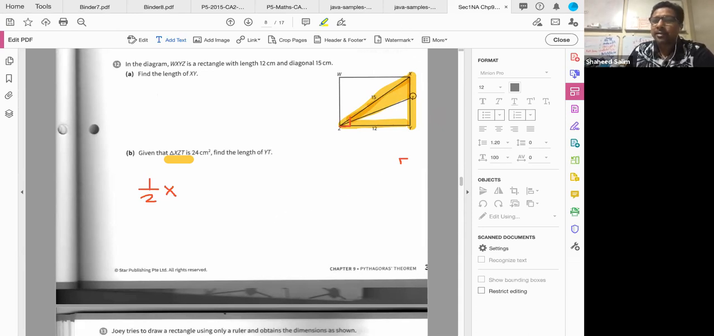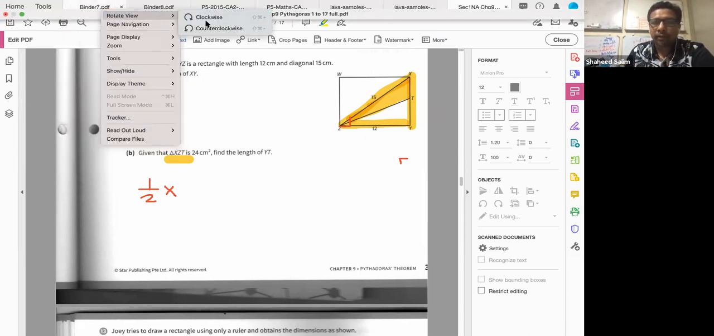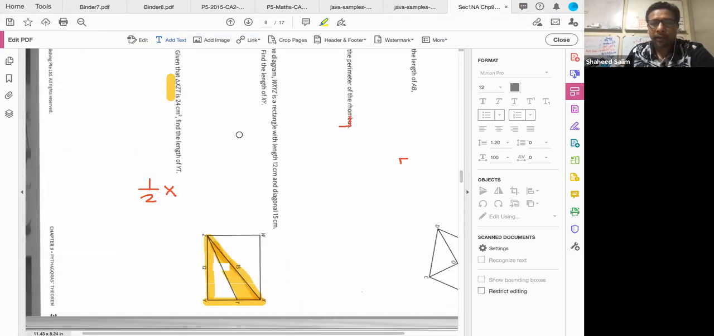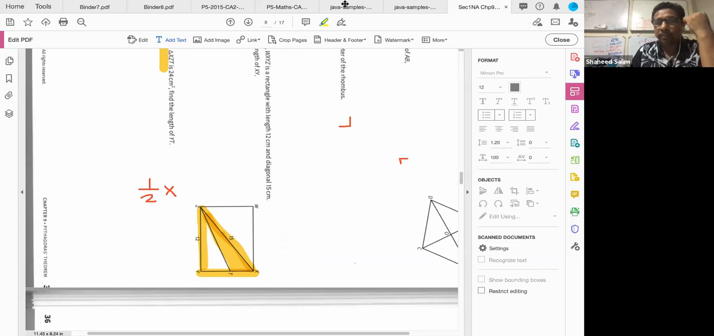XT, yes, this is the base. So if this is the base, let us rotate it to make it the base. Aquila says XT is the base. So let us now view the rotated view. Down here, you're correct, this is the base. So where is the height? If this is the base, where is the height?